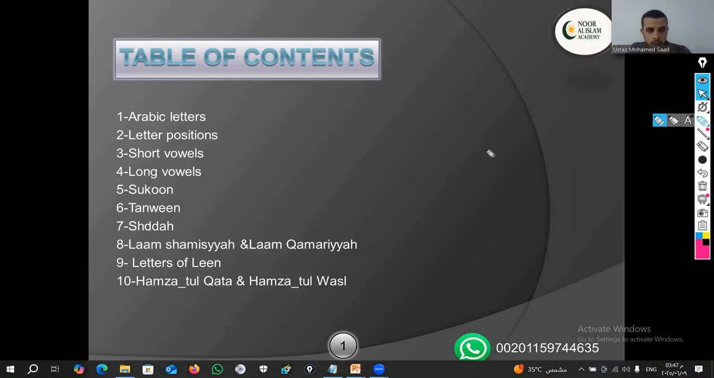As you can see, this is our table of contents for the first part. These are the topics I'm going to go through in my first part. First, the Arabic letters, and second, letter positions and short and long vowels, and sukun and tanween and shadda, al-lam shamsiyya, al-lam qamariya, letters of lin, and finally hamzat al-qat' and hamzat al-wasl. Inshallah, these 10 topics will be the topics I will do during the first stage of this course.